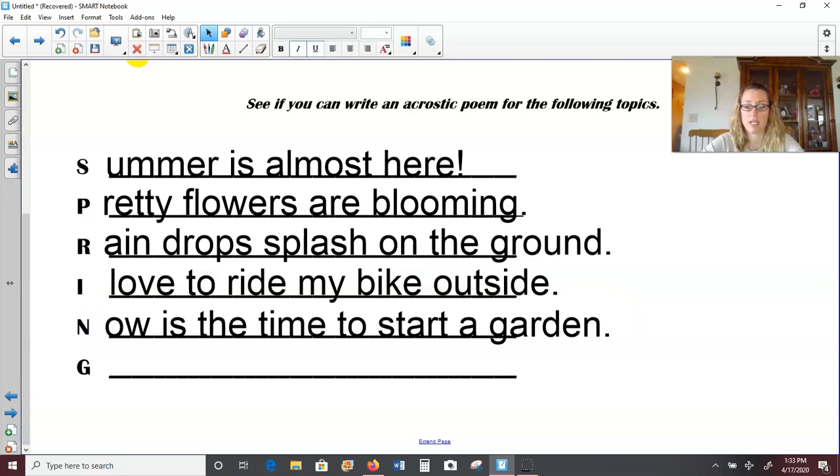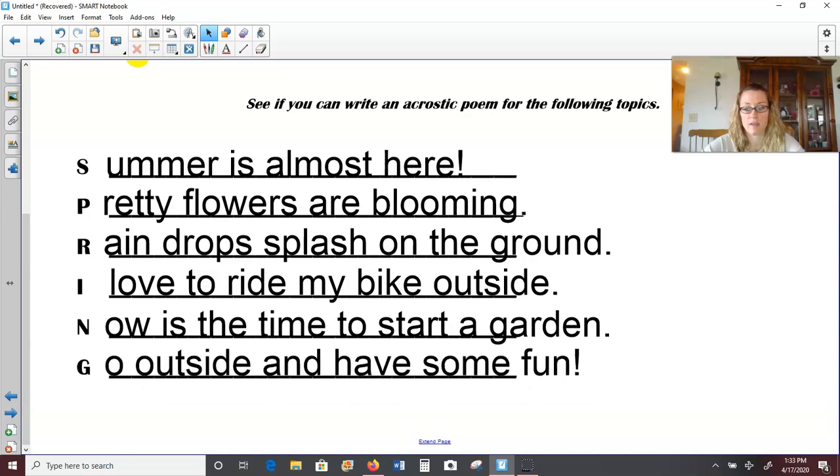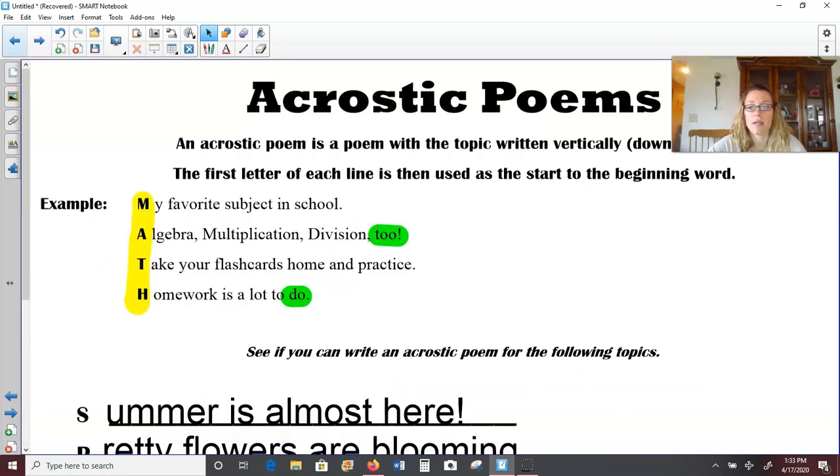And then for G, how about go outside and have some fun. I love the springtime. So you can see I created an acrostic poem. My topic is spring. And then off of each letter in spring, I created a sentence of something that has to do with spring. So you can think about some things that you like. Think about sports or hobbies, or you could even use your own name.